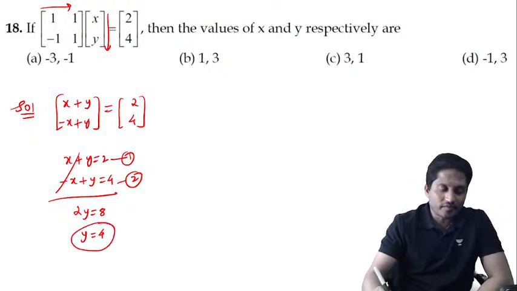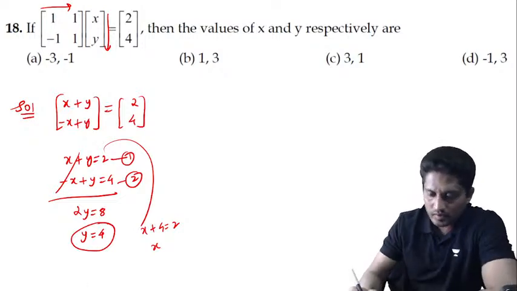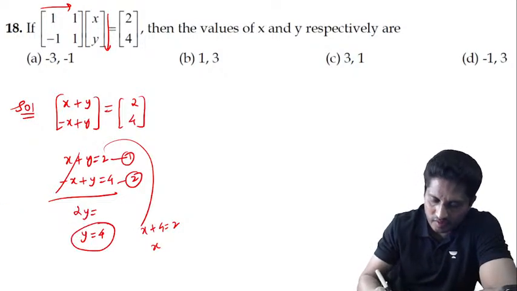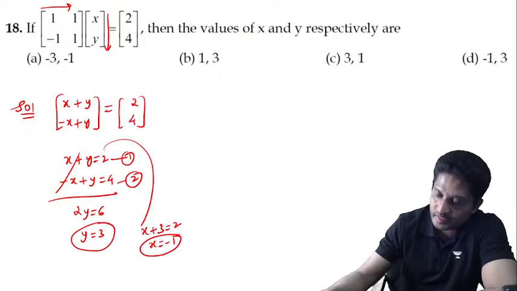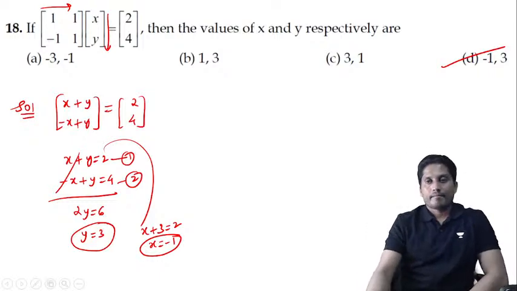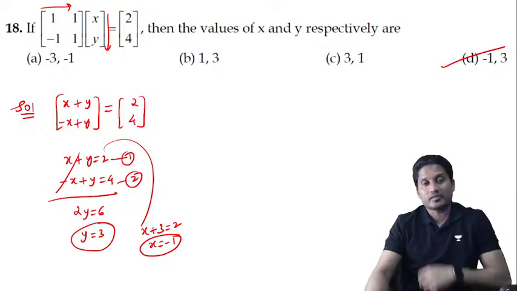Now you're supposed to find the value. X plus 4 is equal to 2, x is equal to... 2y is equal to 6, yeah, right. 2y is equal to 6, y is equal to 3. If y is equal to 3, if I substitute, you get x plus 3 is equal to 2, x is equal to minus 1. X is minus 1, y is 3, last option. Is that okay? Yeah, 2 plus 4, 6, I took 8 actually. So y is 3, x is minus 1.